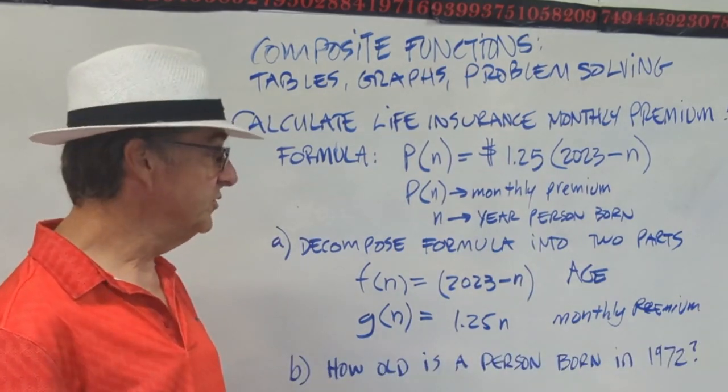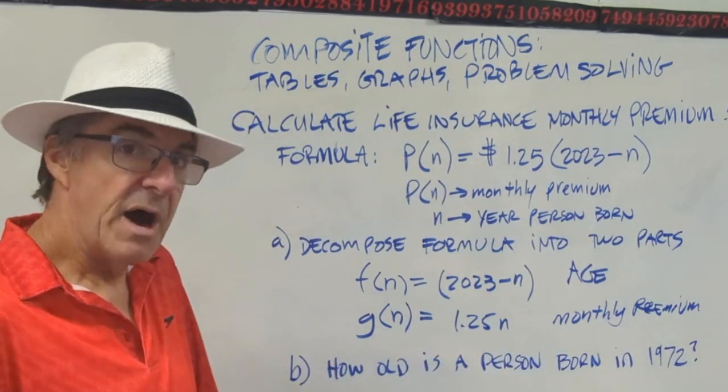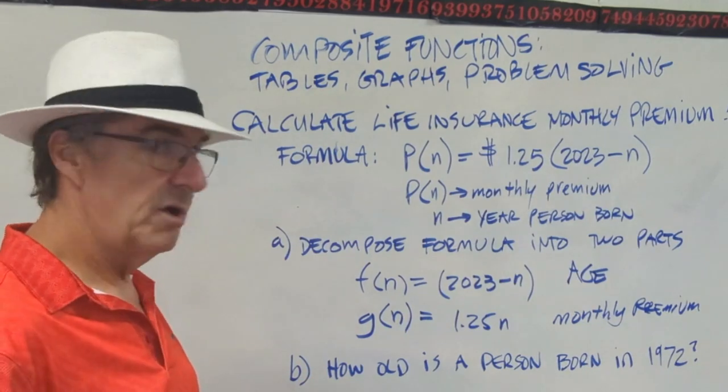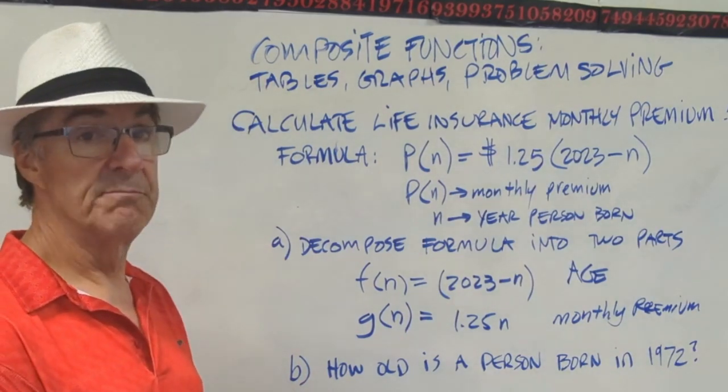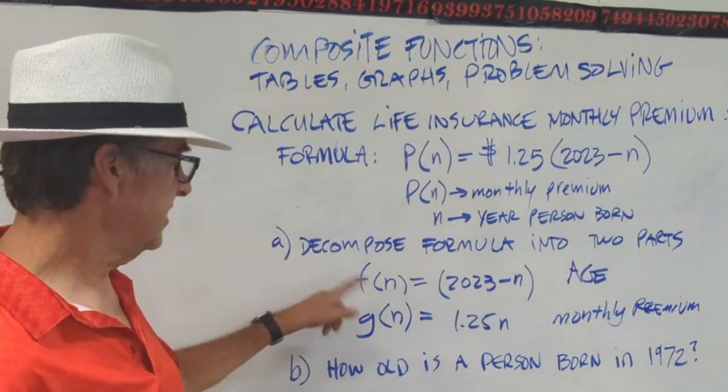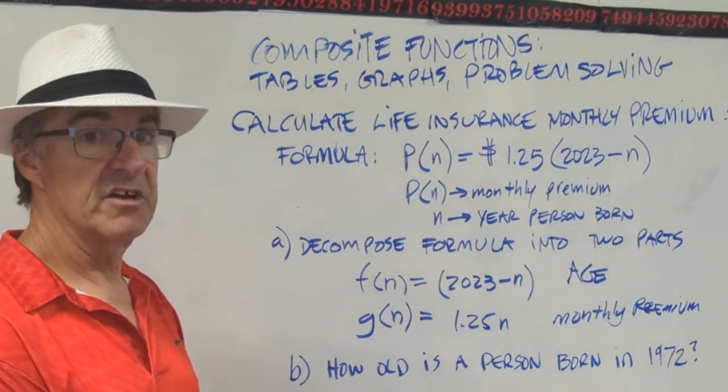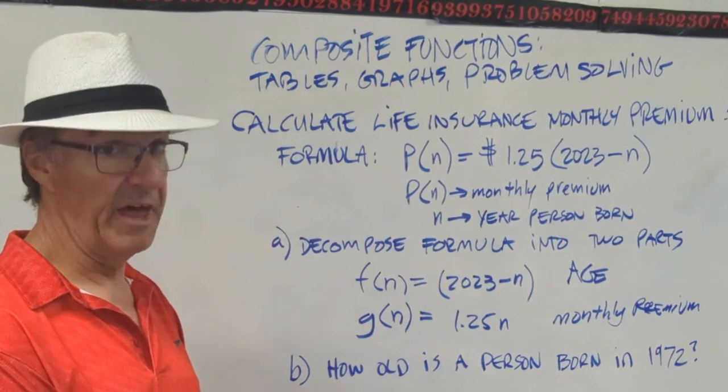You put the age in, multiplied by 1.25, and you get the premium, the monthly premium in dollars. Okay, now we're going to use our functions in a composite kind of a way to answer a few questions. So here's the first one. How old is a person born in 1972? So you've got to use one of these functions here to do that calculation. Go ahead and pause the video and do that.